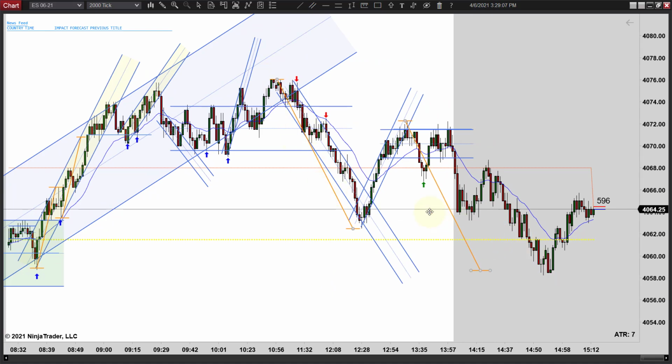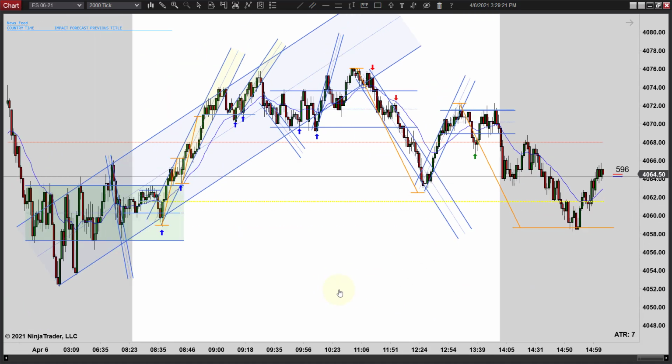There's leg one. You measure leg one and you get leg two, and there it is. That's a perfect measured move basically. And that's what I saw today.